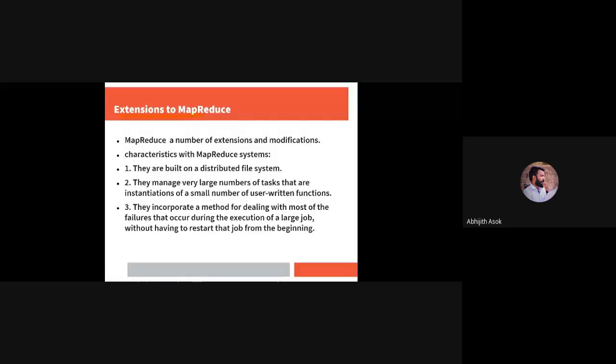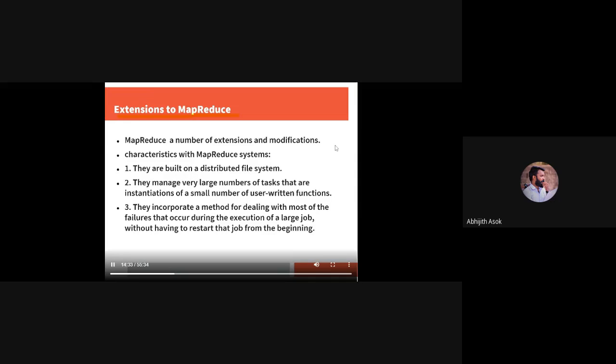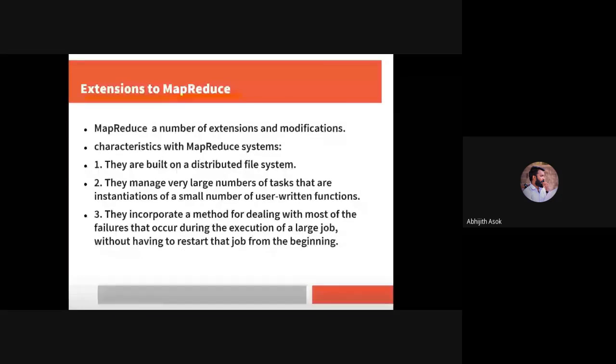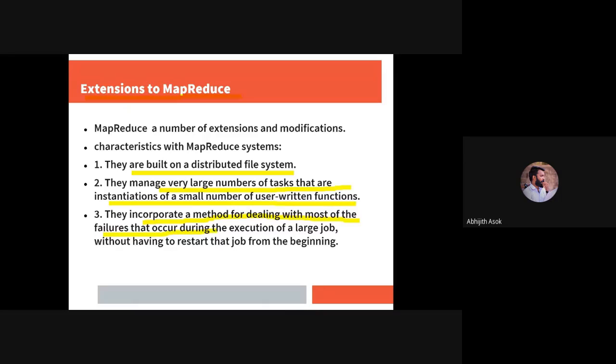Extensions to map reduce. Map reduce has a number of extensions and modifications, and they are built on a distributed file system. They manage a very large number of tasks that are instantiations of a small number of user written functions. Also, they incorporate a method for dealing with most of the failures that occur during the execution of a job. If there is a failure, then you have to restart that job from the beginning.